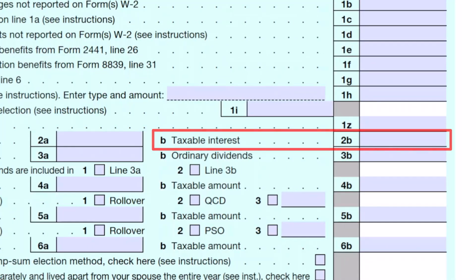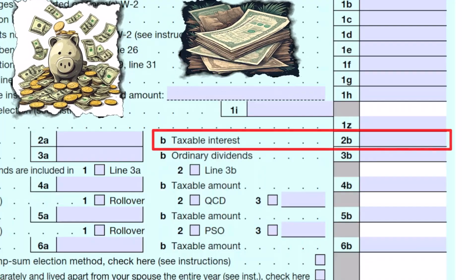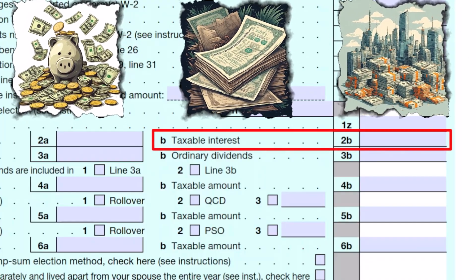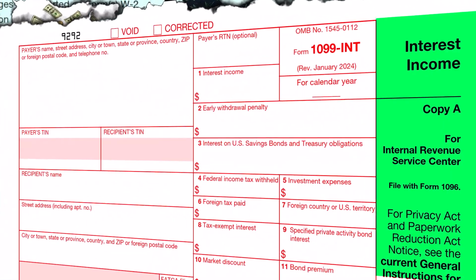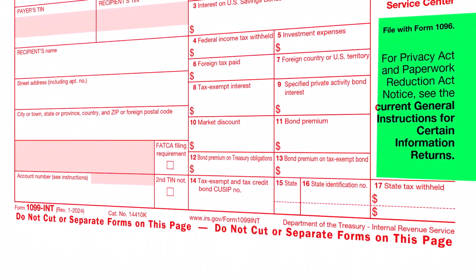Next, we look at Line 2B, which captures all the interest you earned that is subject to federal income tax. This includes money earned from traditional savings accounts, certificates of deposit, or corporate bonds. For example, if your bank sends you a Form 1099-INT showing $10 in interest from your savings account, you must report that amount on this line.